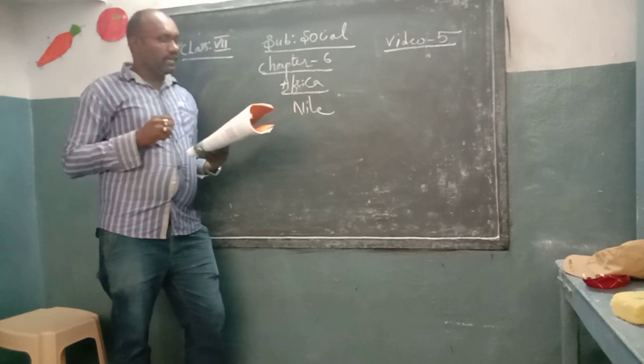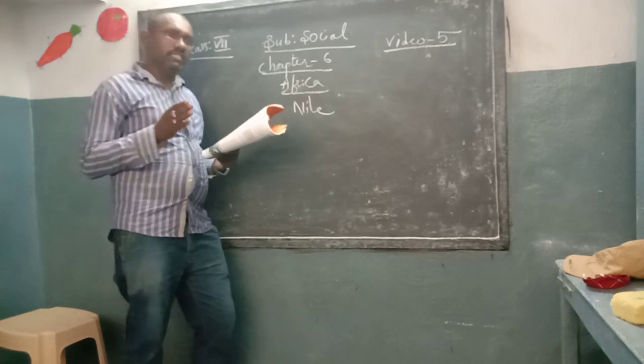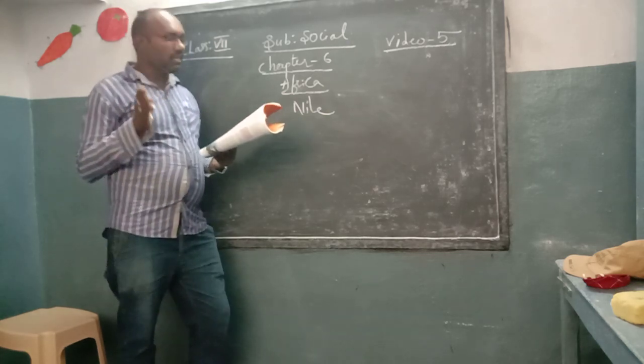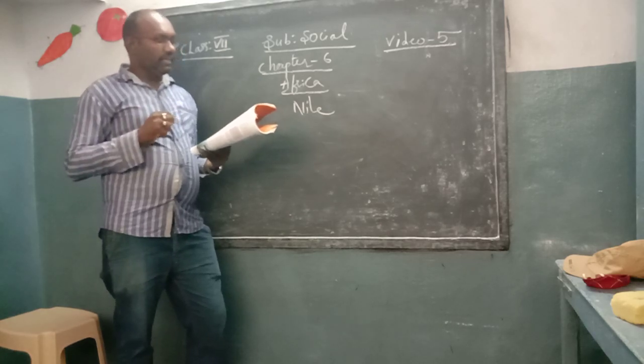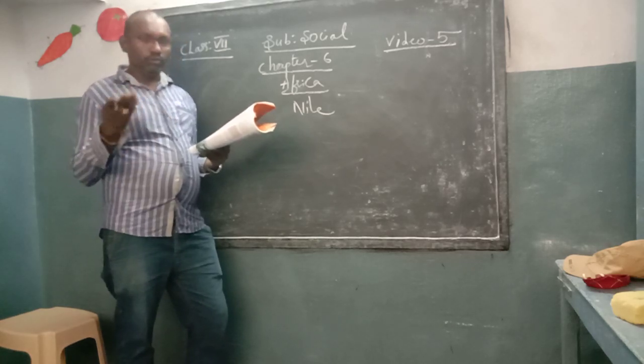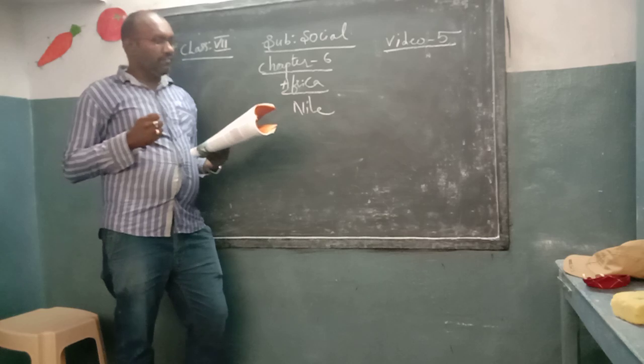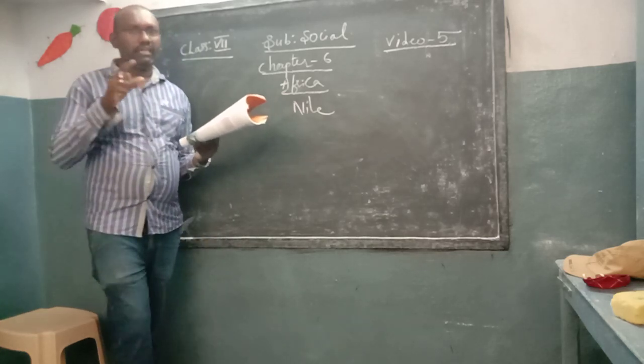Now the regions with moderate and scanty rainfall. Some areas have heavy rainfall, some areas have less rainfall. Look at the regions with moderate rainfall on map number 3. It's around the zone of heavy rainfall.